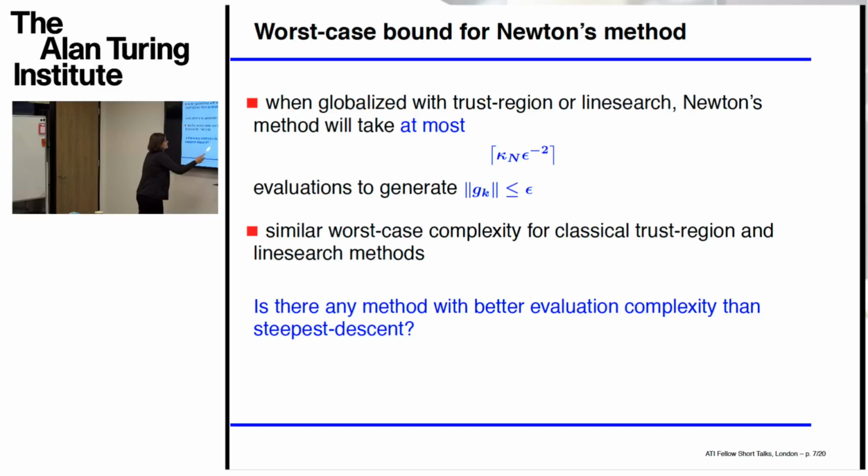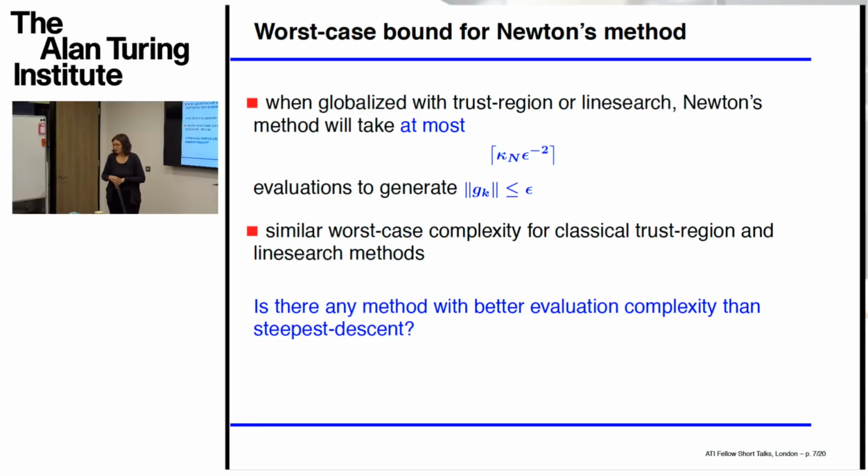So the worst case complexity of nonconvex optimization, classical nonconvex optimization, is epsilon to the minus 2, whether it's a first order method or a second order method. So there seems to be some kind of blindness when you look at the global behavior between the case of a first order and a second order method.